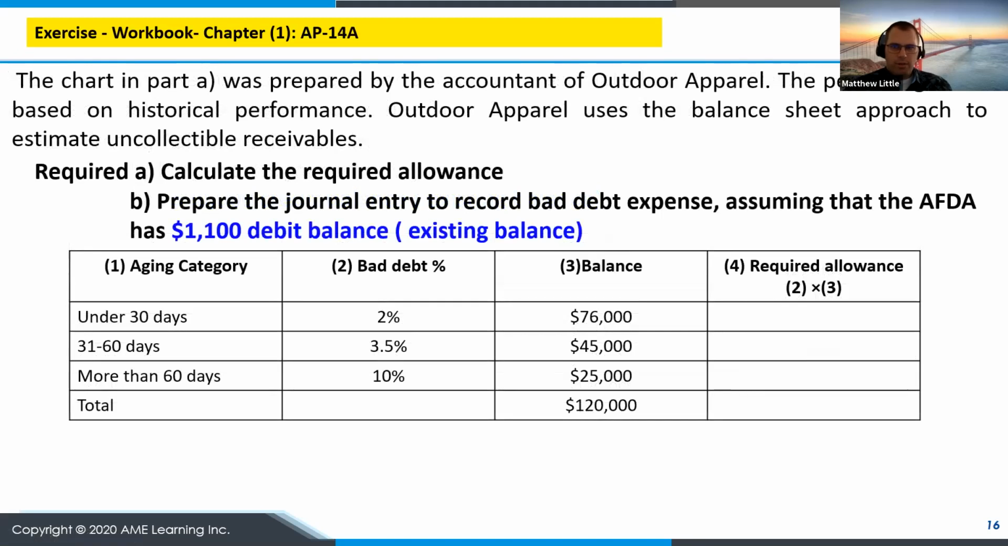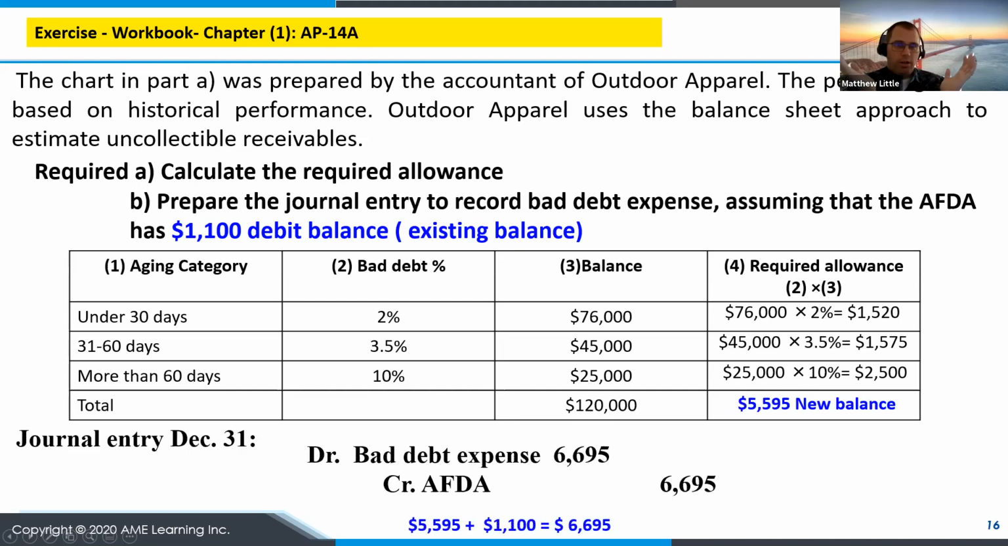All right, so we've got another example here where we've got the different categories, and we're assuming that the AFDA has an opening debit balance of $1,100. So we'll go through the same calculation: 76,000 times 2%, 45,000 times 3.5%, and 25,000 times 10%, for a total AFDA balance expected of $5,595. In this situation, because we're going from a debit balance to a credit balance, we have to add the two numbers together. So we have the $5,595 that we want, plus the $1,100 that we need to offset to get to 0, which means we need to do a journal entry for $6,695. That is the amount that we would credit the AFDA for, and debit our bad debt expense.